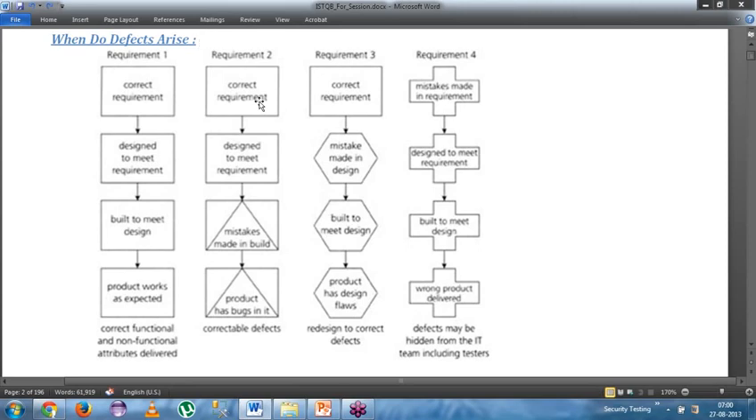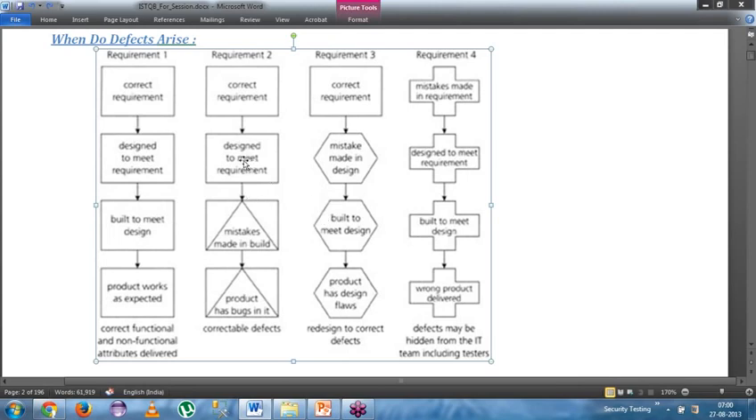Okay. Whereas if you see this particular workflow, for one of the requirements, you have the correct requirement, you have the correct design as well. But when you are coding or doing the build, if you make a mistake, the product has got bugs in it. So this is also known as a correctable defect. If you are doing some kind of coding defect, it can be corrected. The issue happened just after the design. So it's just something to do with the coding. With code changes you can fix it. So this is a correctable defect.